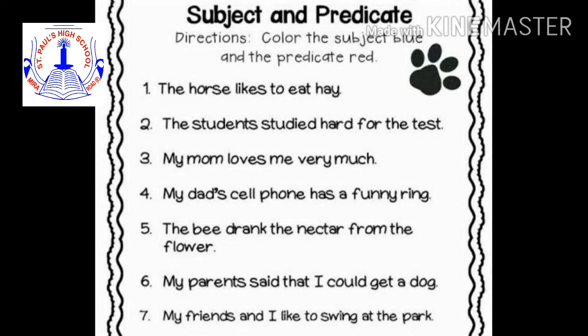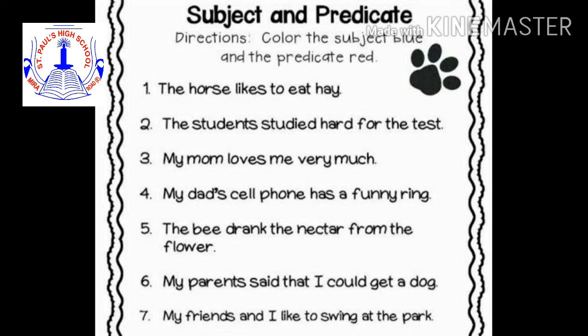Fifth sentence, the bee drank the nectar from the flower. So students, here I am talking about the bee. Yes, students, I am talking about the bee. So the bee is the main subject. What did the bee do? Drank the nectar from the flower. So "drank the nectar from the flower" is the predicate, students.